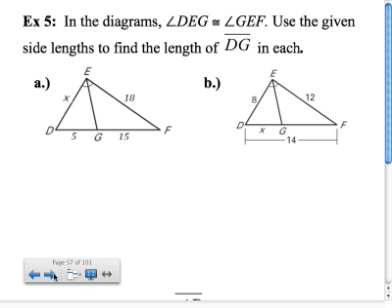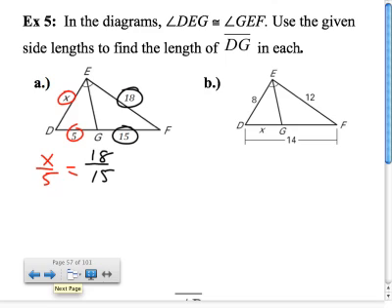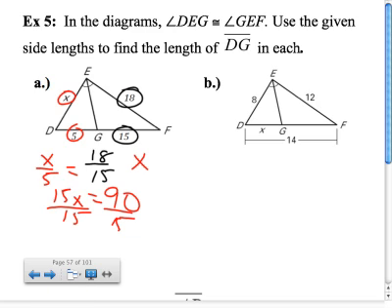So example 5, we're using this theorem now. So the way I see it, personally, I would do x over 5 equals, and then over here I better do the 18 first, 18 over 15. Just make sure when you're doing it, everything's lining up. So you cross multiply here, you get 15x equals 50 plus 40 is 90. Divide both sides by 15. So the value of x here is 6.